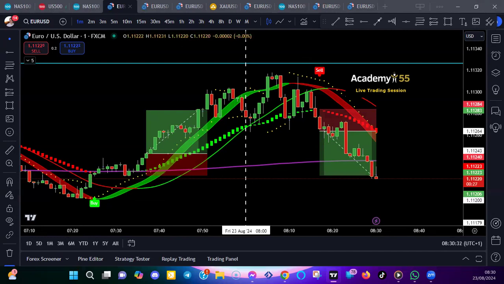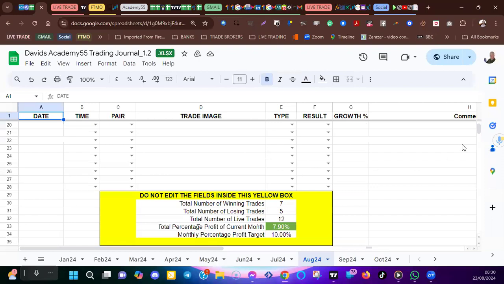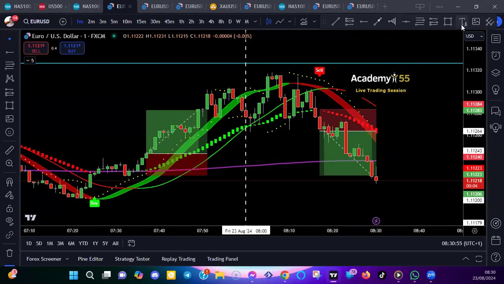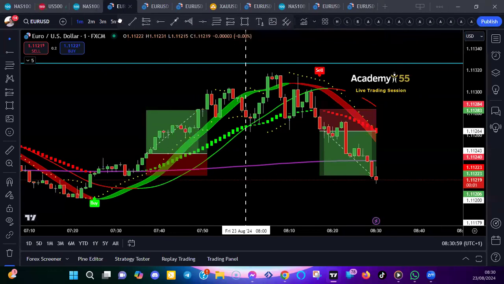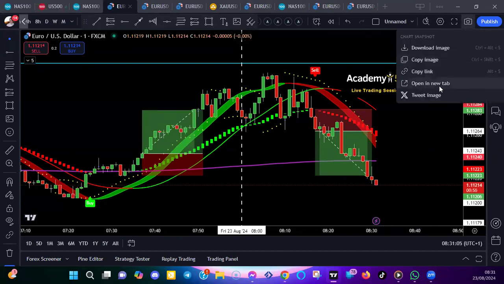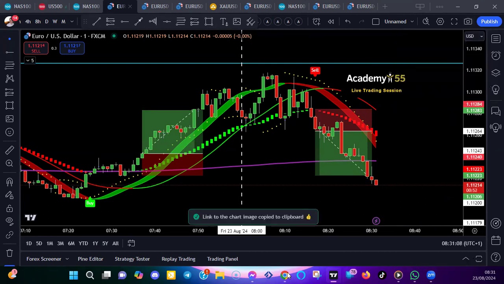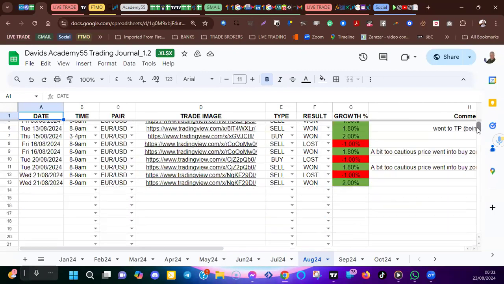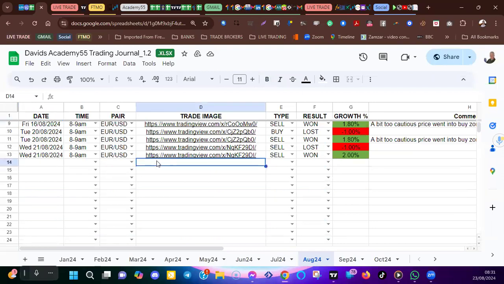So what I can do now, I'll bring this over here and on my journal, which you can see in the back office, I've already got it marked out on TradingView, so I can copy the link, open my journal up again, and put the link in there.